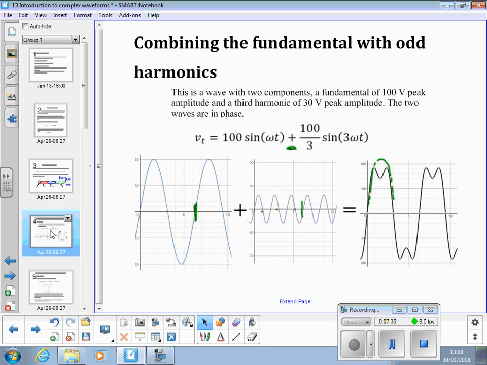Okay, so it's a waveform with two components: a fundamental of 100 volts peak amplitude and a third harmonic of about 33, a third of that. These two waveforms are in phase. There's no phase difference between the fundamental and the harmonic. But you can consider waveforms where there are phase differences as well.